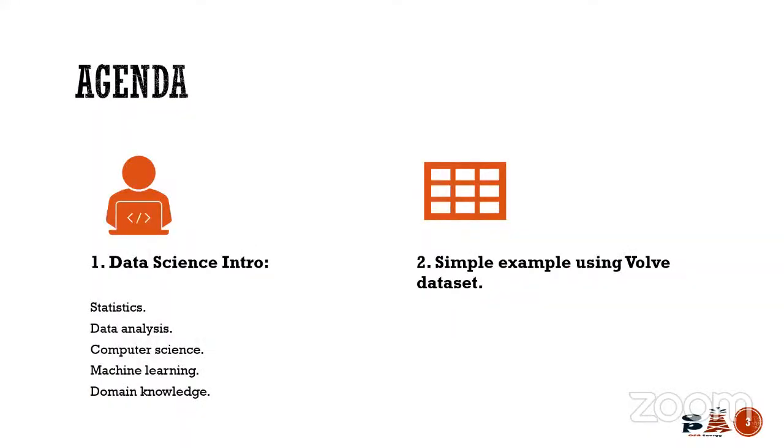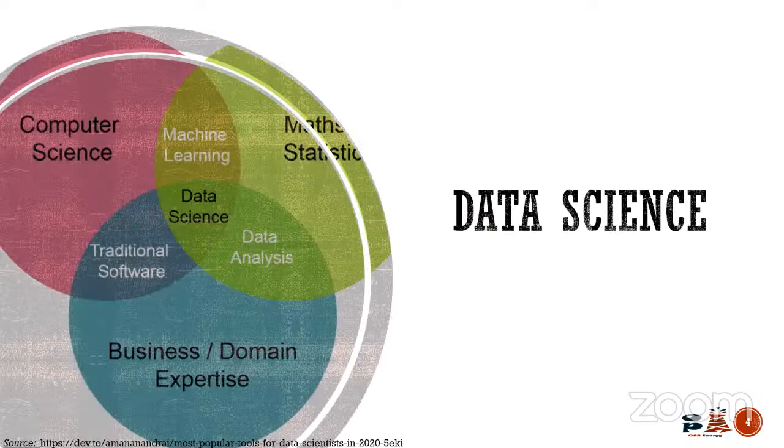Today, as I have introduced, we are going to talk about two topics: a data science intro and a simple example using the Volve dataset. For the data science intro, we will talk about statistics, data analysis, computer science, machine learning, and what domain knowledge we should have to be able to call ourselves data scientists. In this slide, we can see the main components of data science. It consists of computer science, machine learning, data science, traditional software, business or domain expertise, data analysis, mathematics, and statistics.